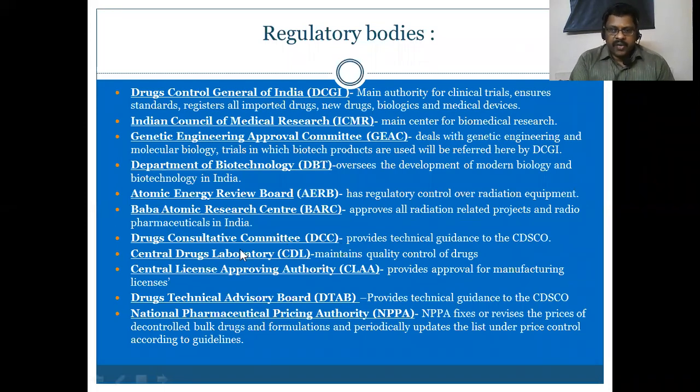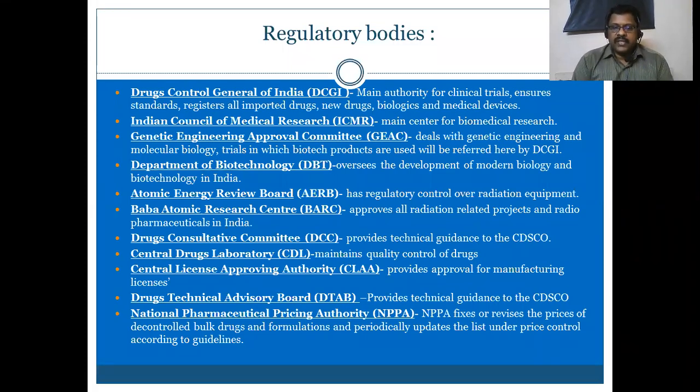Then the Drug Consultative Committee, DCC, is an advisory board to the government and provides technical guidance to the central government. The Central Drugs Laboratory, CDL, maintains quality control of drugs. They will inspect the samples sent by drug inspectors, and evaluators send reports to the central government about the standards of medicines manufactured in India. And the Central License Approving Authority, CLAA, provides approval for manufacturing licenses to the pharma industries functioning in India.